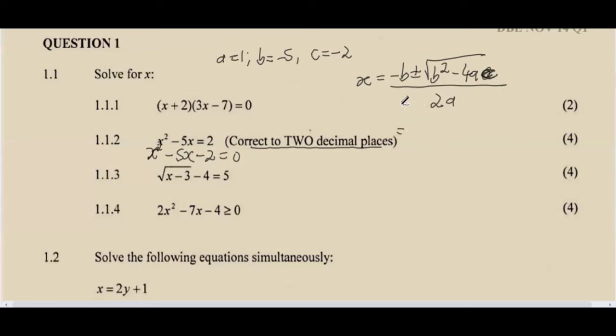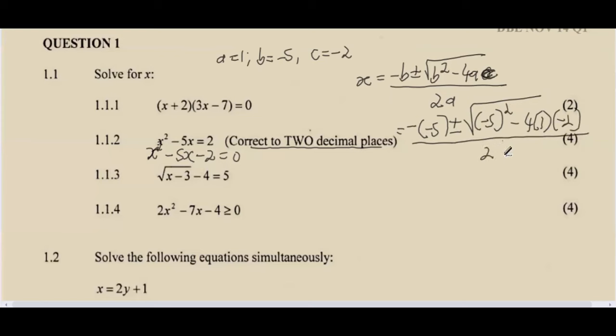Then what do you do? You just simply substitute where you need to, right? So what is our b? Our b is negative 5, but mind you, we have this negative from the formula. So we say negative, negative 5, and then plus or minus. So we have plus minus here, and then this is negative 5 squared, minus 4, our a is 1 and our c is negative 2, right? Then all over 2 times 1.